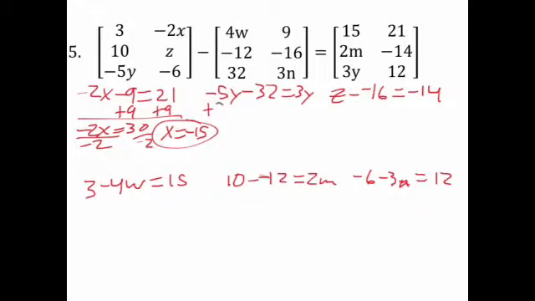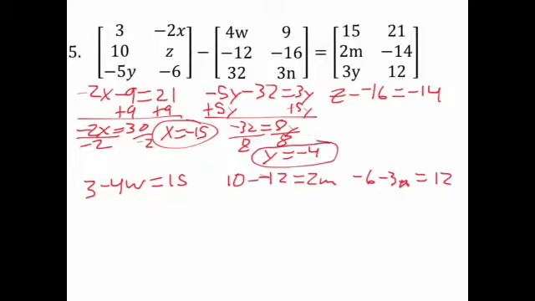On my next one, I'm going to get my y's on the right side, so I'm going to add 5y to both sides to get negative 32 equals 8y. Then divide both sides by that 8, and I get y equaling negative 4. And then on my equation right here, subtracting a negative 16 is the same thing as adding 16. So if I want to get z by itself, I just need to subtract 16 from both sides, and I'll get z equals negative 30.